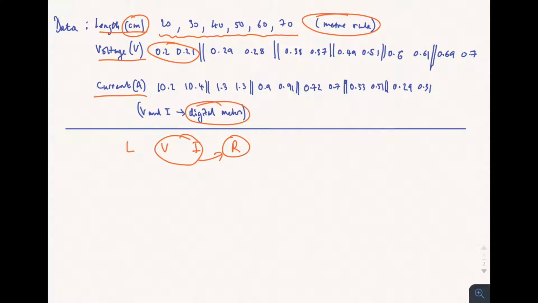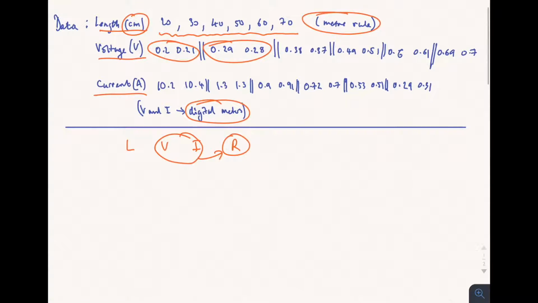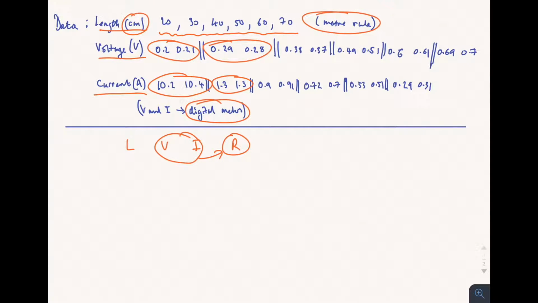So this is 0.2 and 0.21, then 0.29 and 0.28, so on. And also for current we've got 10.2, 10.4, 1.3, 1.3. So they come in pairs because they were repeated. I repeated them once, so I need to work out an average for voltage and current.